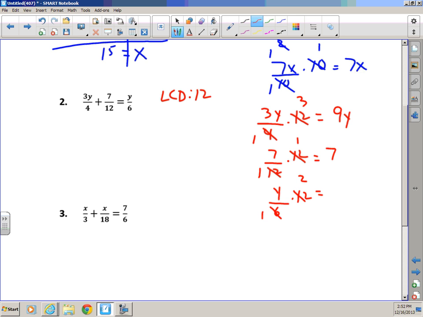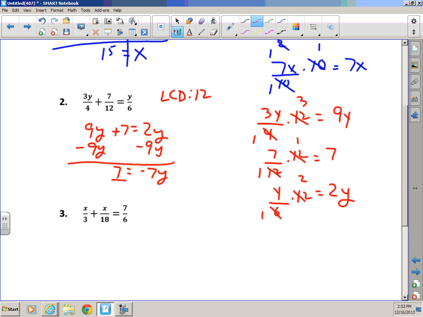And 2y. Again, I'm left with a very simple two-step equation. I subtract 9y because I want to collect the variables on one side and leave the 7 by itself. That's a negative 7y. So I divide each side by a negative 7 to get y is negative 1. Okay?